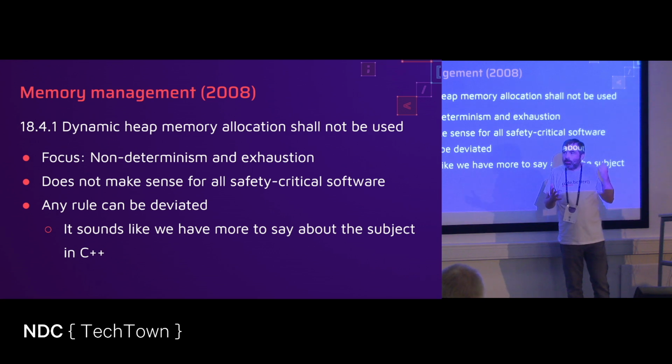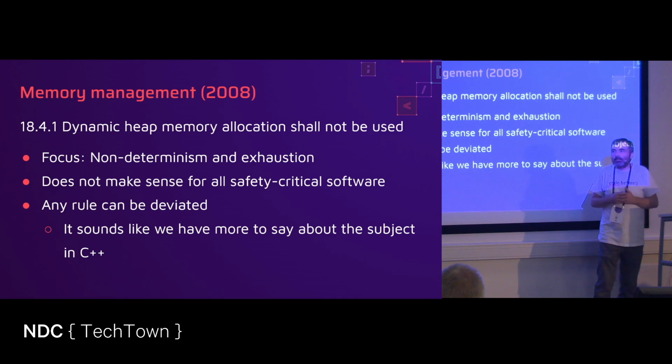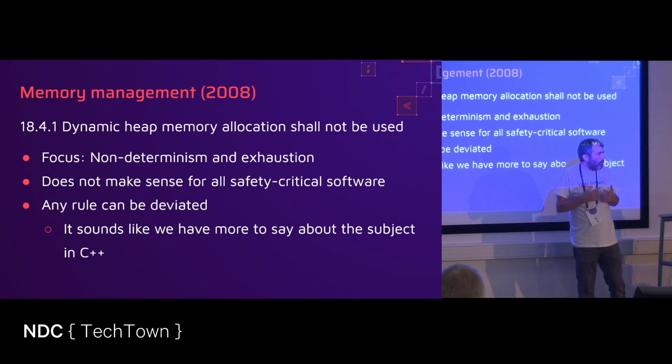And typically doing a new, it's very hard to have a strict limit, an upper bound of the execution time of new. And the second point is you could have memory exhaustion, you could have memory fragmentation. All of that means that it's not so easy to use dynamic memory in this kind of software. But it does not make sense for all kind of safety critical software. It depends on the hardware you run on. It depends on what you're trying to do.